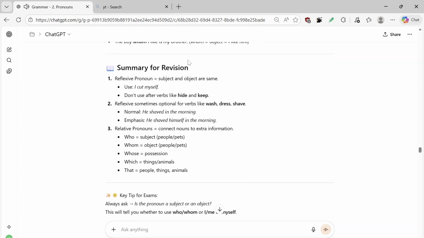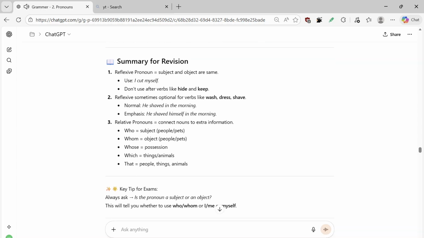Summary for revision. 1. Reflexive pronoun equals subject and object are the same. Use: I cut myself. Don't use it after verbs like hide and keep. 2. Reflexive is sometimes optional for verbs like wash, dress, shave. Normal: he shaved in the morning. Emphasis: he shaved himself in the morning.